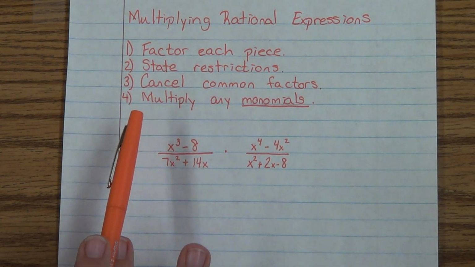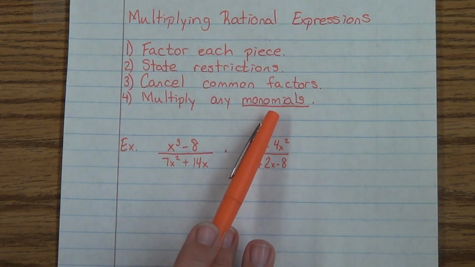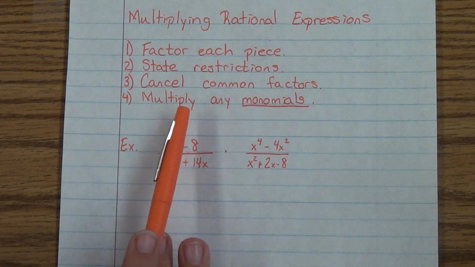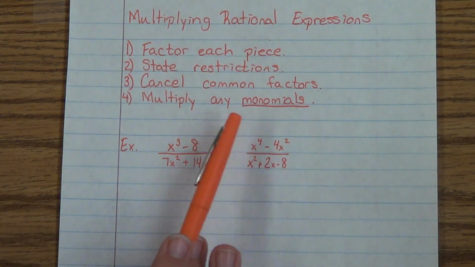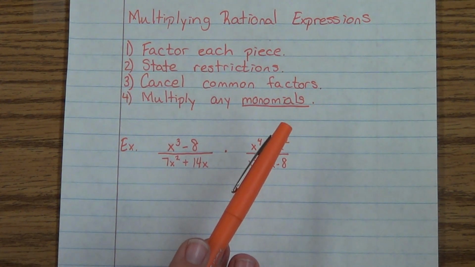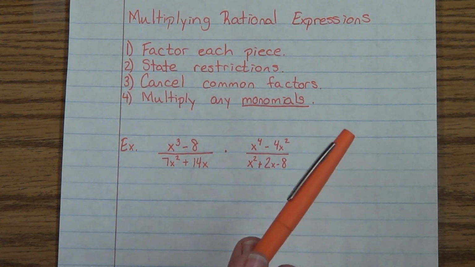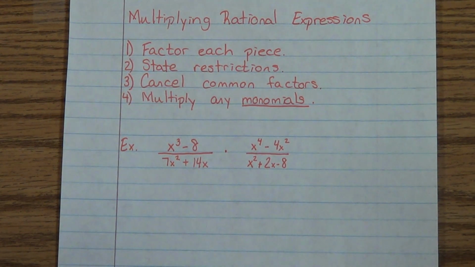And then step number 4 is if you have any monomials left in your problem, you multiply those together. However, any polynomials that you have left, you don't have to worry about foiling those back together. You could if you wanted to, but it's just a place to make a stupid mistake. So let's do an example.